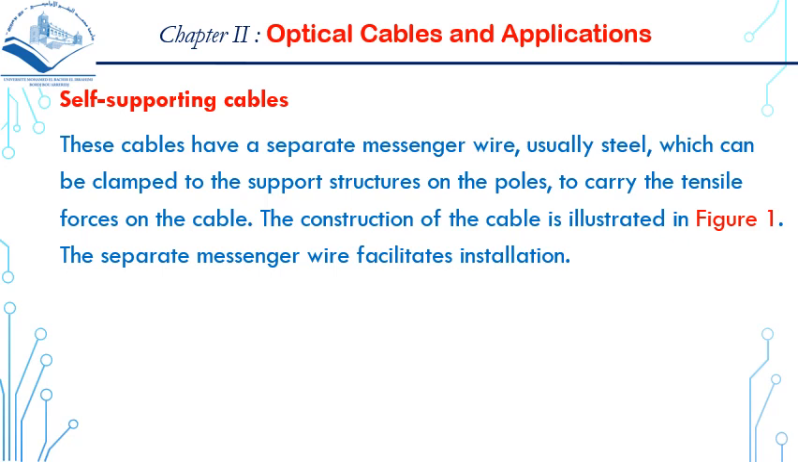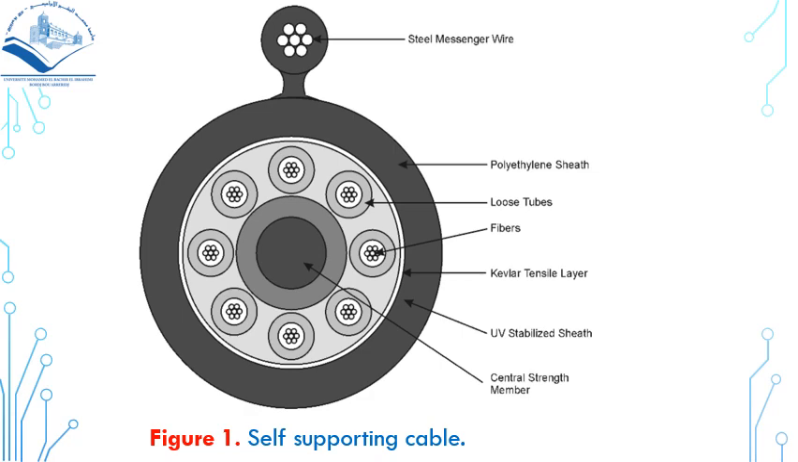Self-supporting cables. These cables have a separate messenger wire, that is a supporting wire, usually in steel, which can be clamped to the support structures on the poles to carry the tensile forces on the cable. The construction of the cable is illustrated in Figure 1. The separate messenger wire facilitates installation. So this is the structure, or the cross-section, of the self-supporting cable.